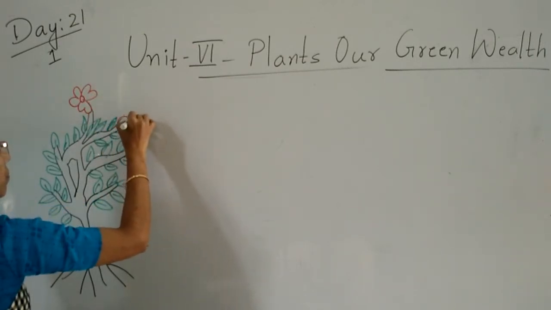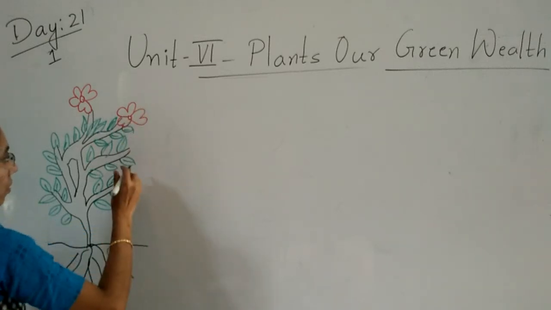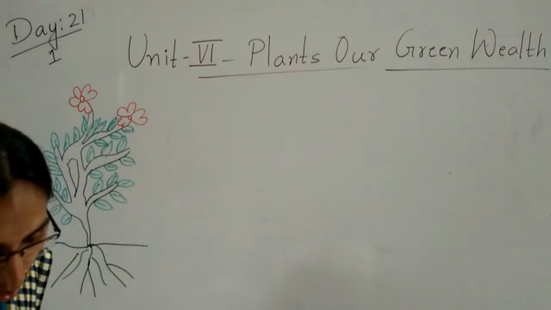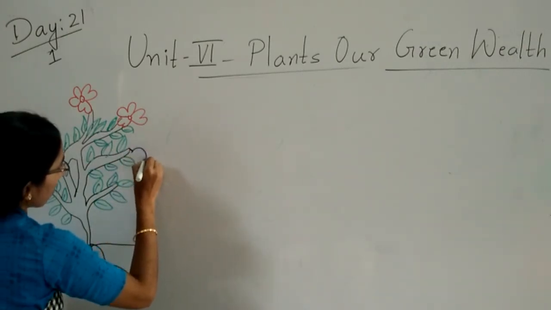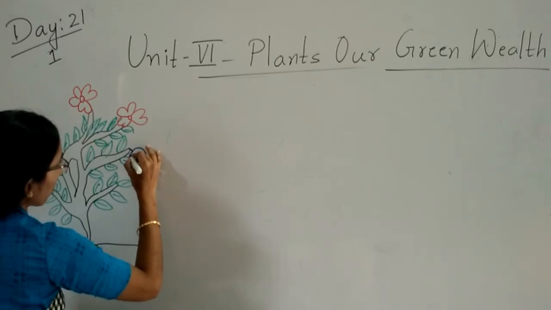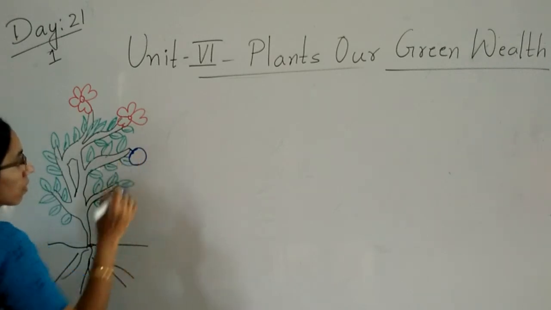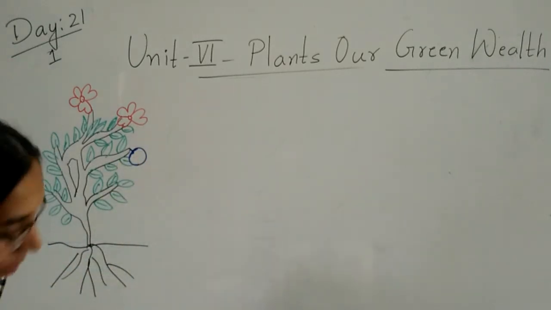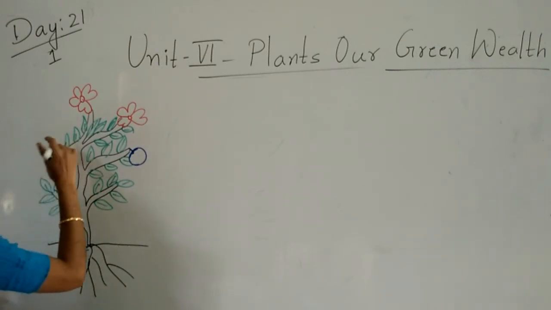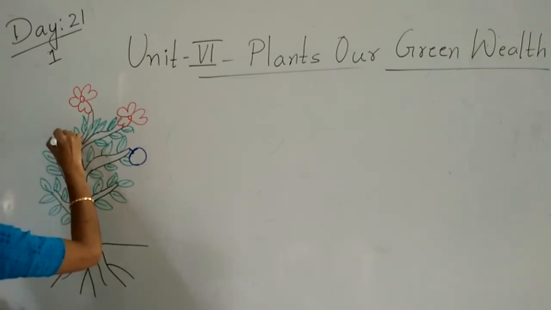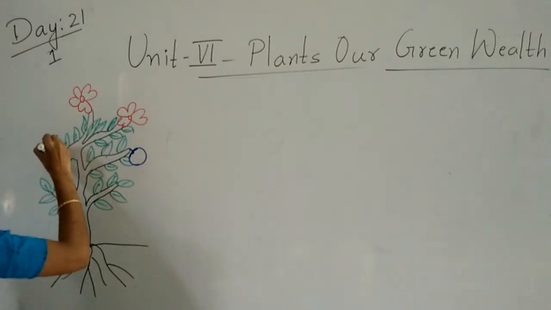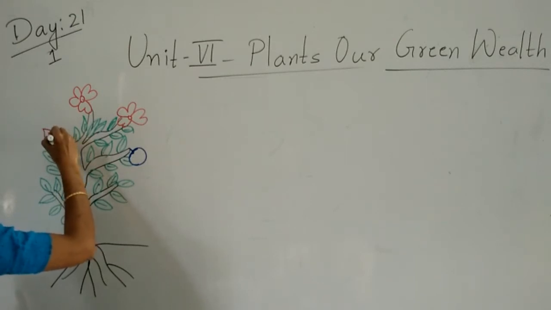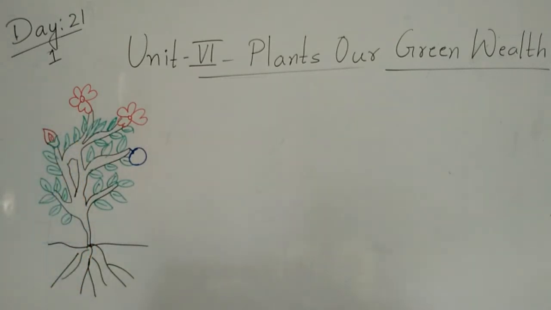Flower, and then here I will draw the fruit. This is the fruit. Okay, children. Then next here I will draw the bird. So this is called the bird, children.